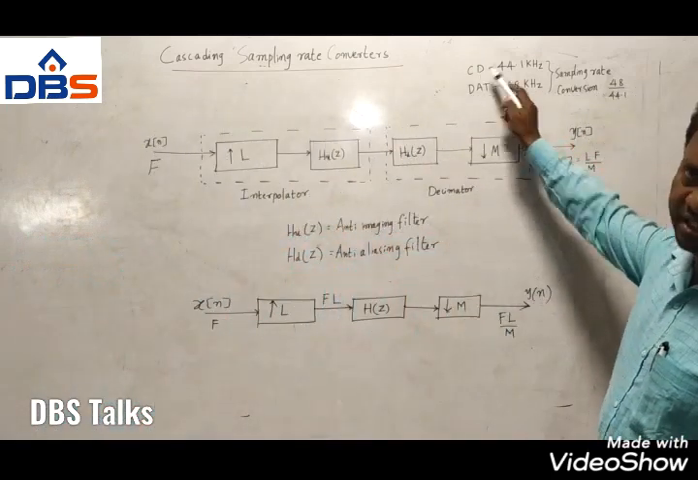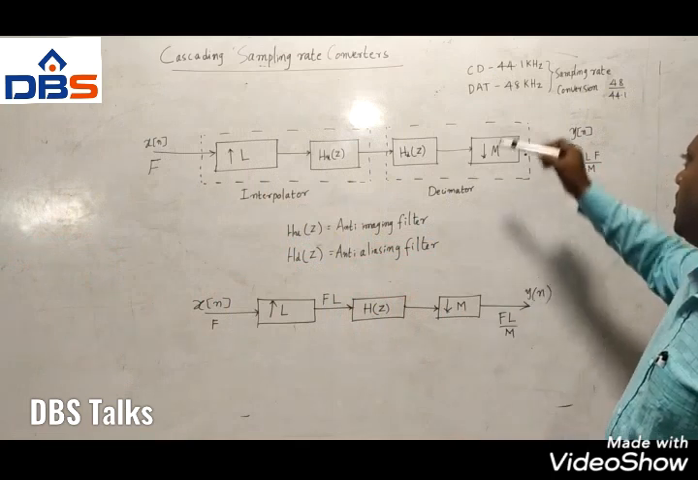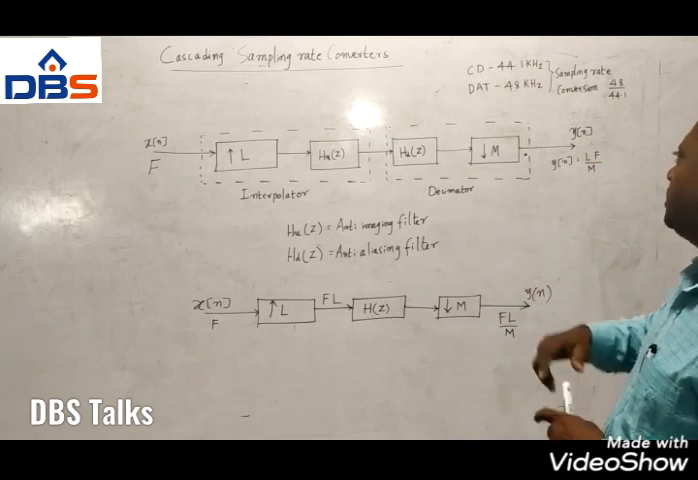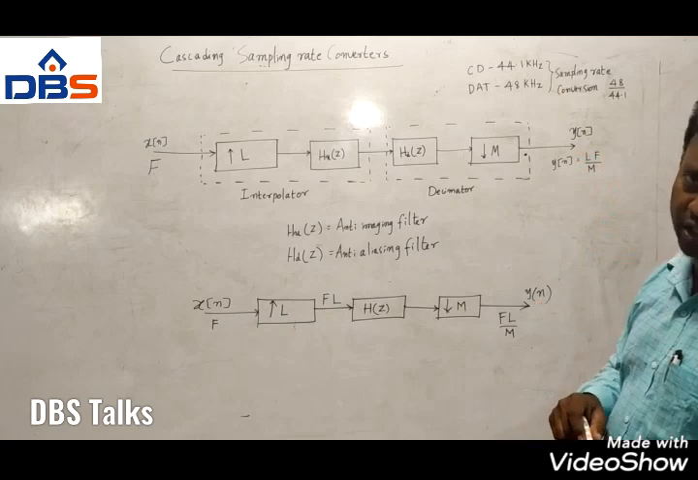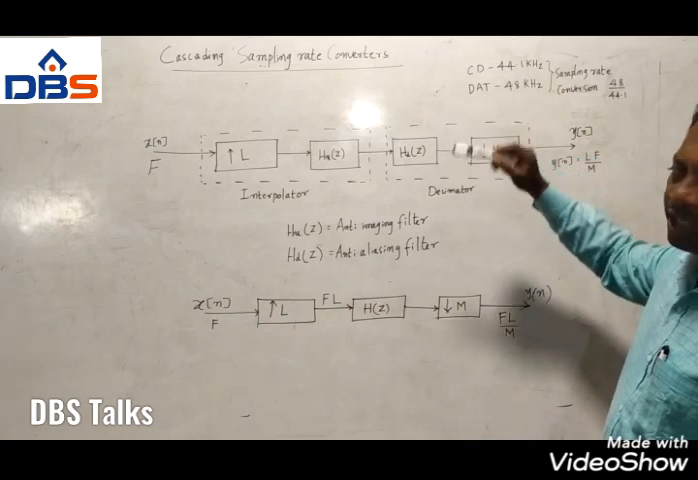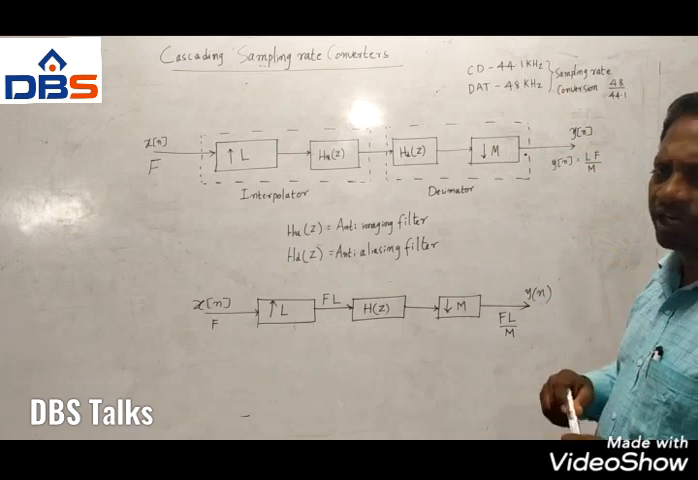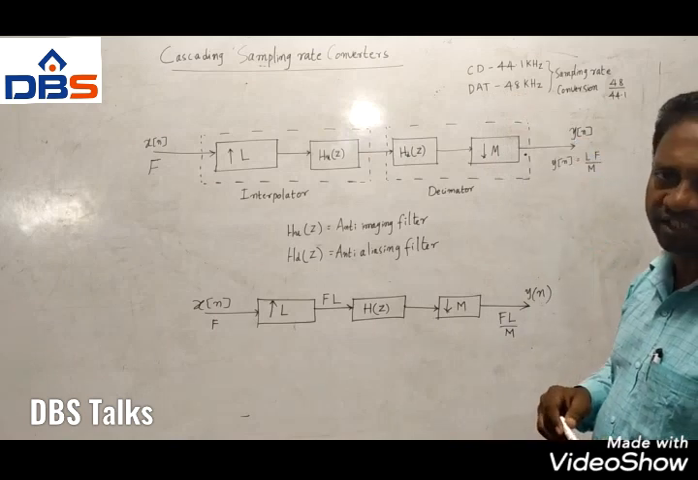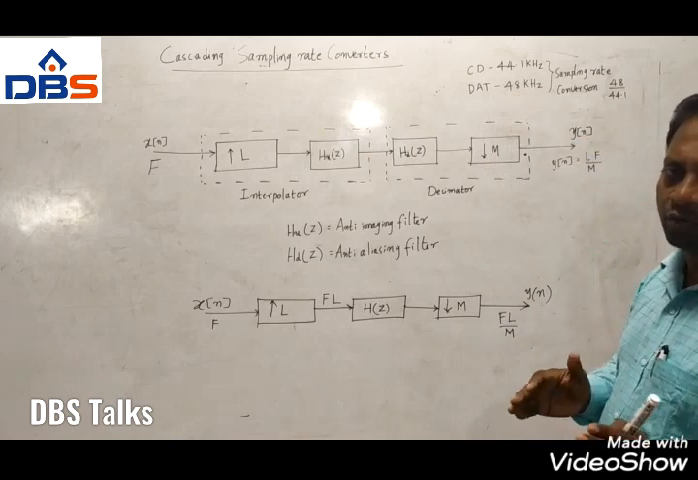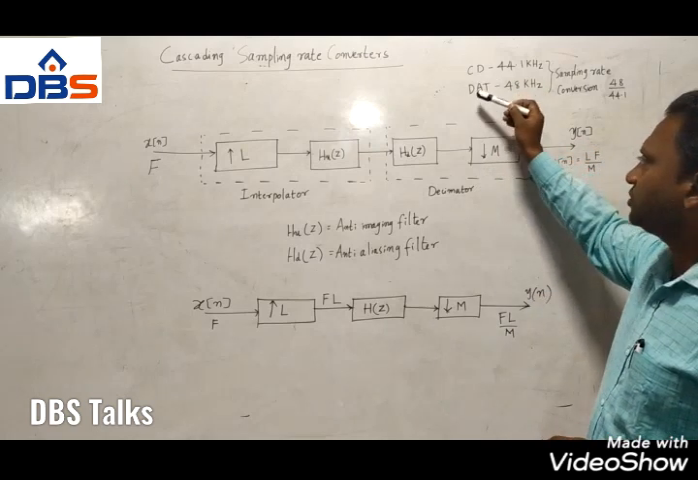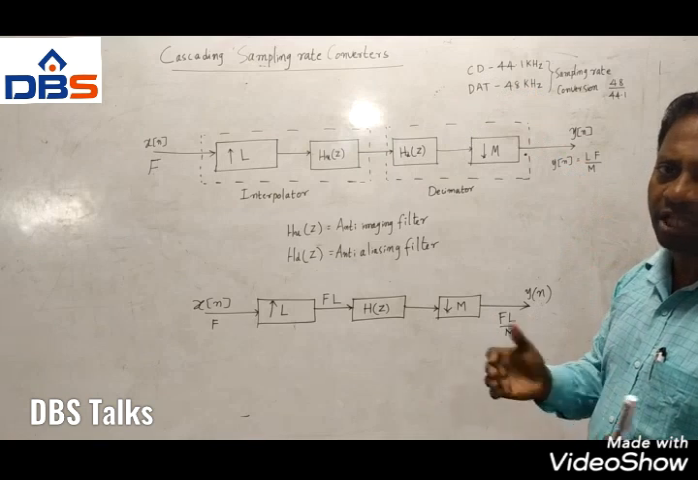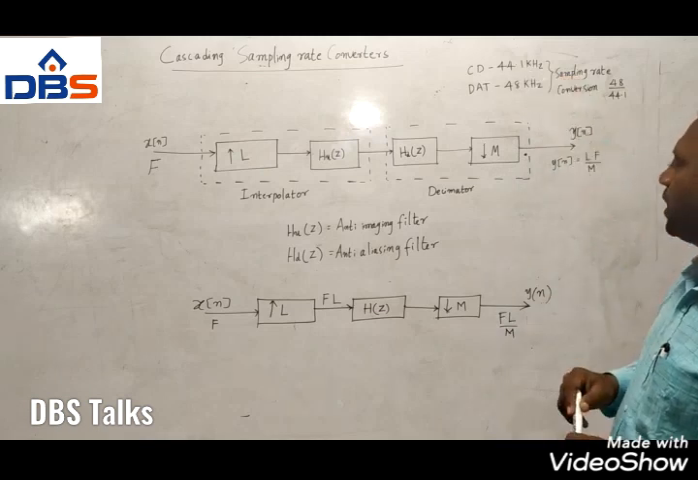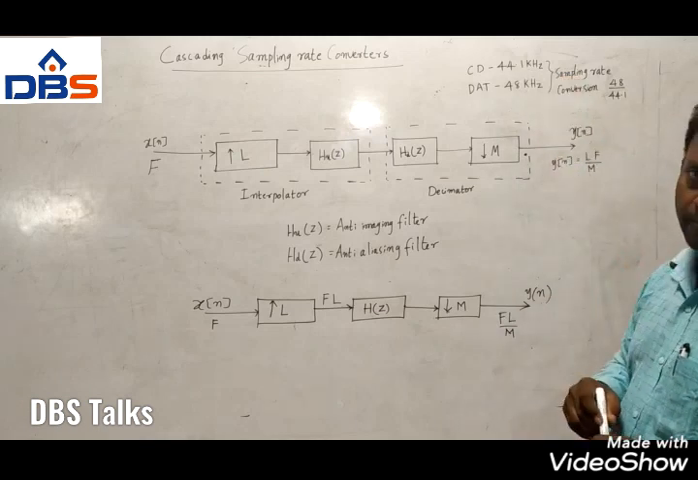Suppose a CD, compact disk, stores the data, or otherwise you can retrieve the data, with a sampling rate of 44.1 kHz. Whereas a digital audio tape, which is mostly used for recording purposes, works at a 48 kHz sampling frequency. Suppose you want to transfer that data from CD to the digital audio tape, we need a sampling rate converter which converts from 44.1 kHz to 48 kHz.